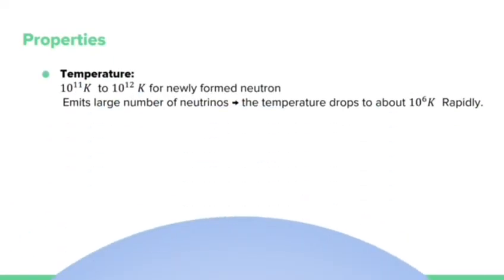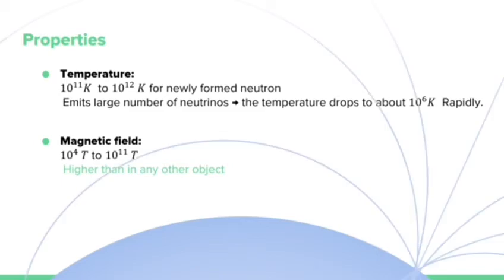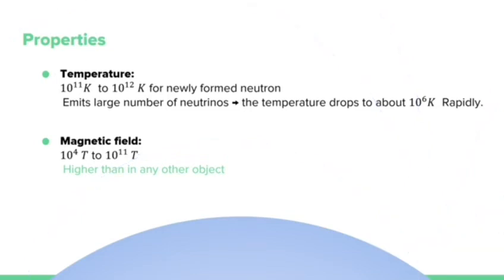The neutron star is very hot, and the temperature inside a newly formed neutron star is about 10 to the power of 11 Kelvin. The large number of neutrinos it emits takes away lots of energy, so the temperature of the neutron star drops to about 10 to the power of 6 Kelvin within a few years. The magnetic field strength on the surface of neutron stars is also very high, and the variations in the magnetic field are the main factors that allow different types of neutron stars to be distinguished by their spectra.